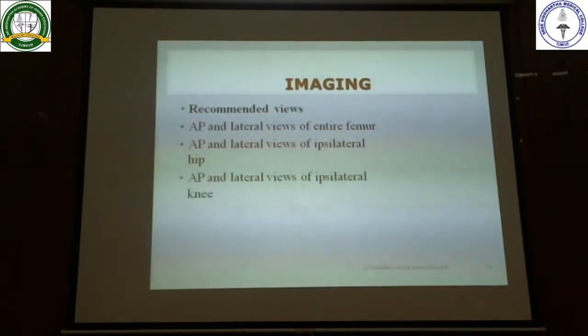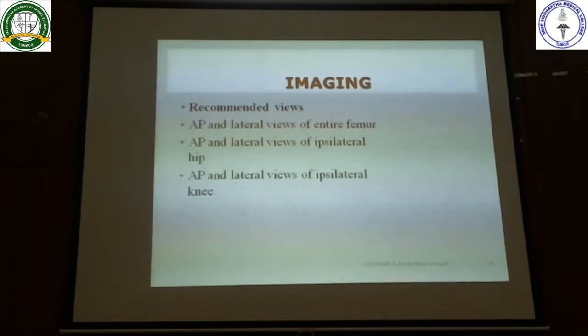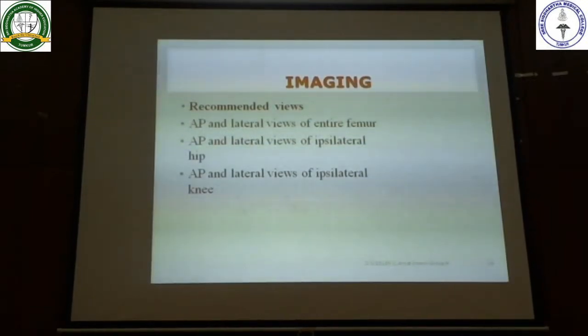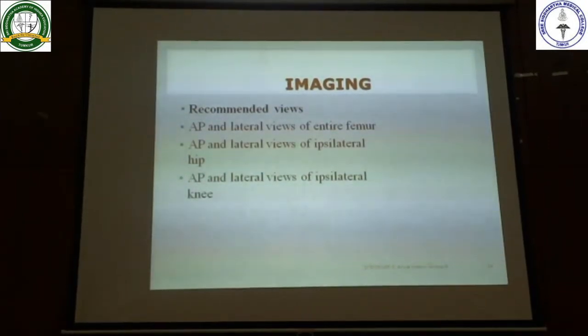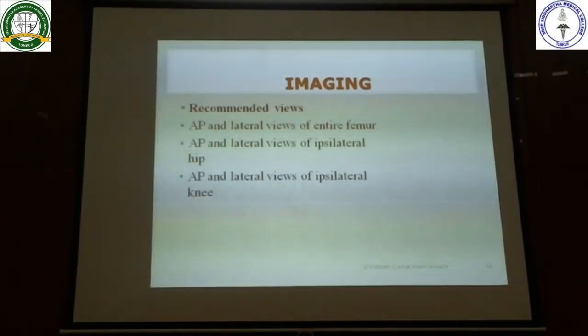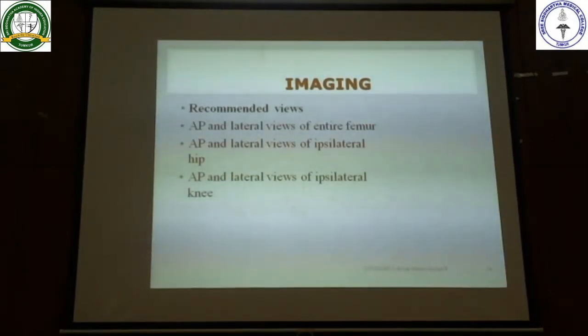Then of course we'll come to investigations, diagnosis. Again, as usual, the commonest views we take, I think you're already aware of that, AP and lateral views of the entire femur, the whole femur length. You need to take anteroposterior and lateral views, as well as AP and lateral views of the ipsilateral hip, which I already mentioned. Why? Because the pelvis may be fractured, the neck of femur may be fractured in such cases. So you need to take and rule out such fractures also.